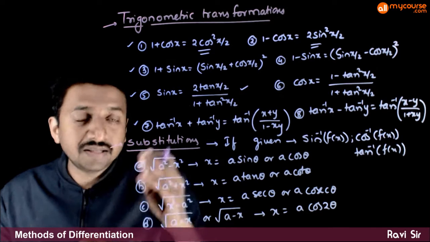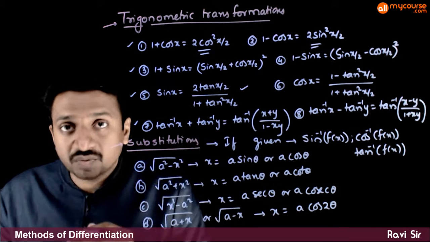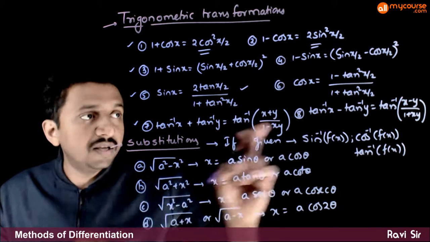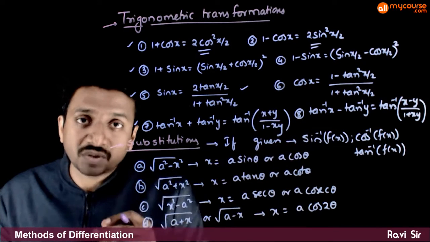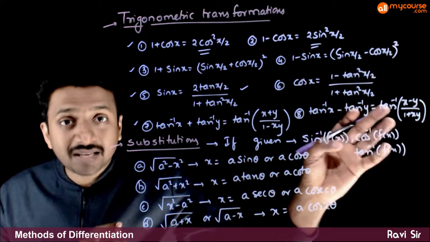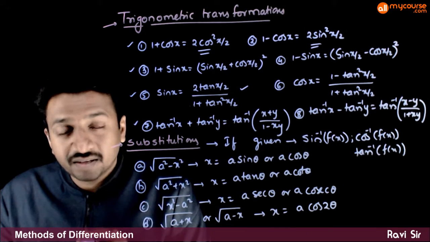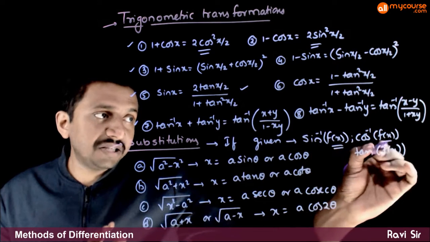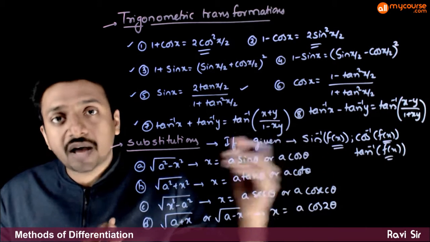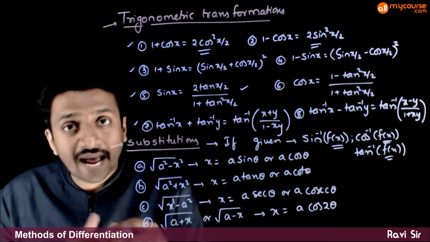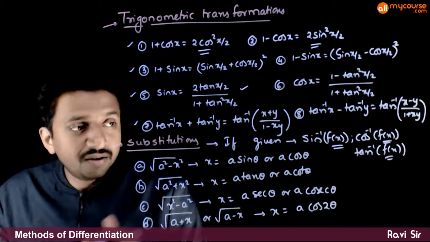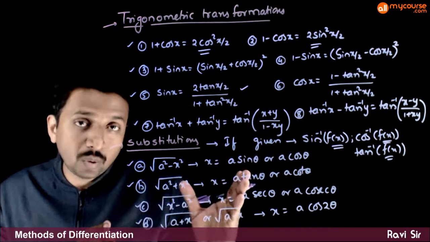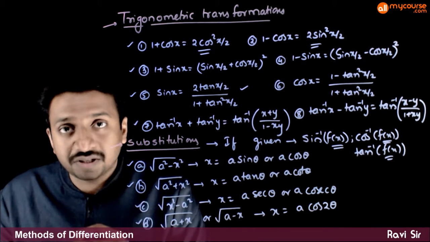Similarly, tan inverse x plus tan inverse y is equal to tan inverse of (x plus y) by (1 minus xy). Tan inverse x minus tan inverse y is tan inverse of (x minus y) by (1 plus xy). And sometimes if you have some functions inside sine inverse, cos inverse and tan inverse, and you have to differentiate them, first, if you look at some expressions like this, do the substitutions and simplify the question.